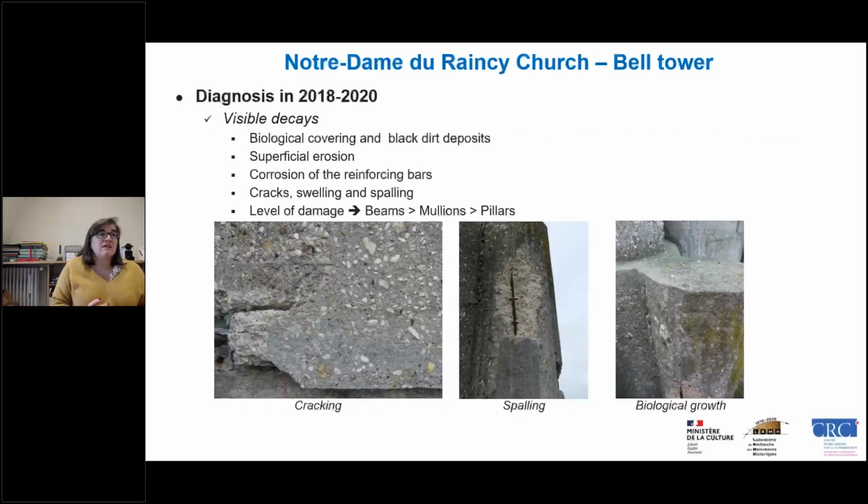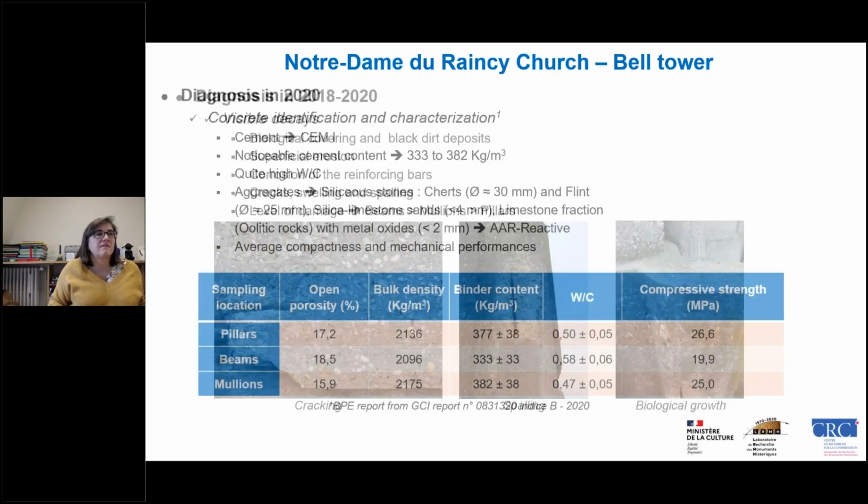So the diagnosis in 2019 and 2020 showed some biological covering, as you can see here, superficial erosion, corrosion of the reinforcing bars, cracks, swelling and spalling. And we had heavy damages in the beams, mullions and pillars.